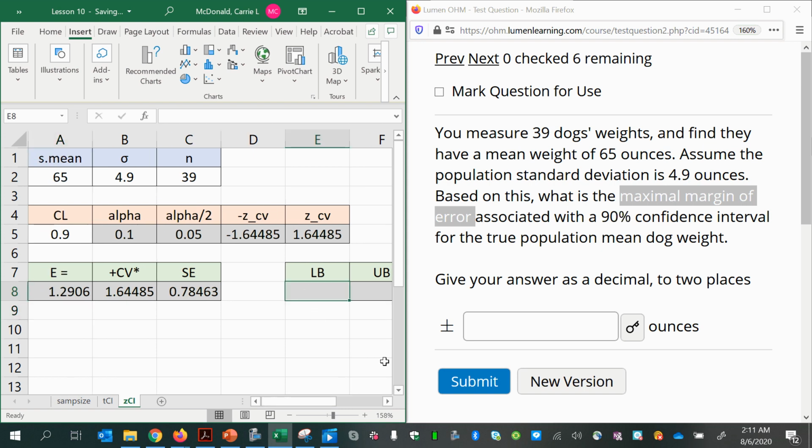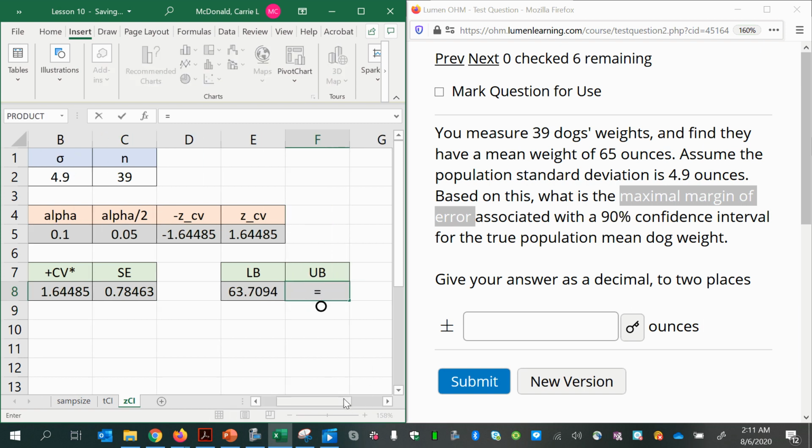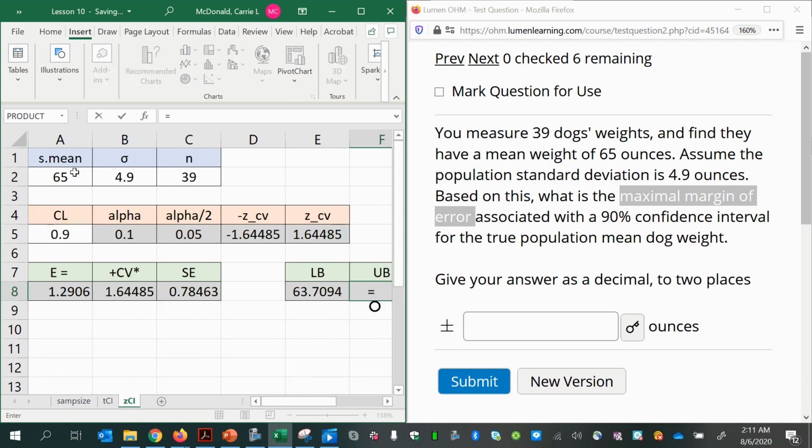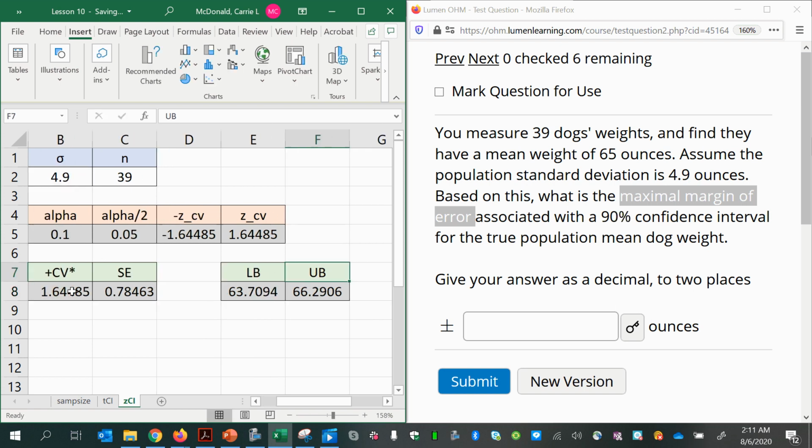And finally, if I was asked to calculate the confidence interval estimate, I would take that margin of error and subtract it from the sample mean. So the sample mean minus the margin of error and the sample mean plus the margin of error. And I would have my interval estimate boundaries.